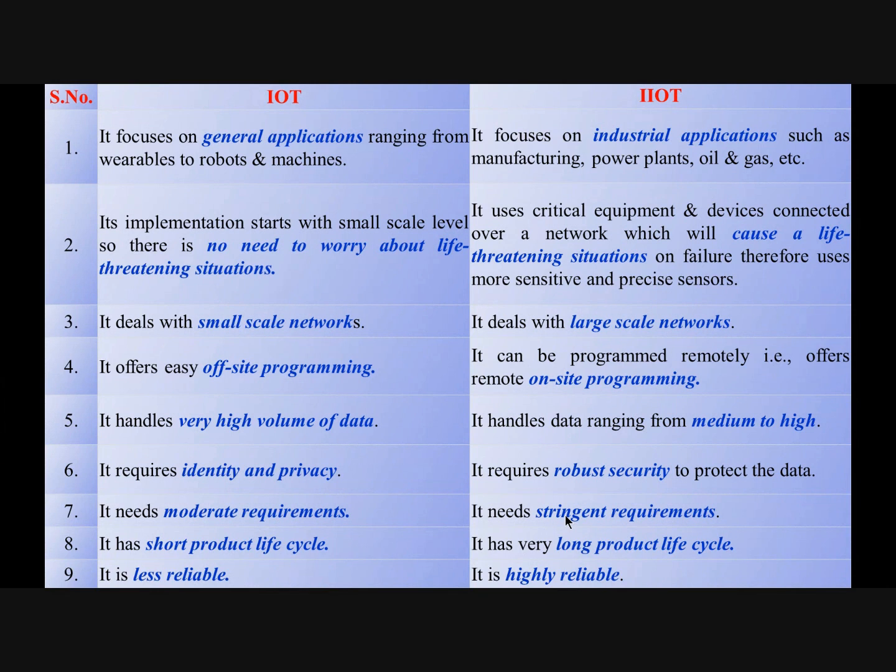Okay, and IoT requires identity and privacy, but IIoT requires what? Robust security. IoT needs only moderate requirements, whereas IIoT requires some strong or stringent requirements. And IoT has a short product life cycle, and IIoT has a long product life cycle. IoT is less reliable, whereas IIoT is highly reliable.